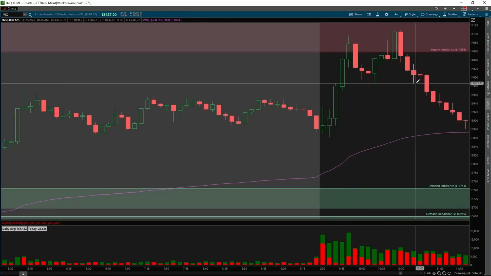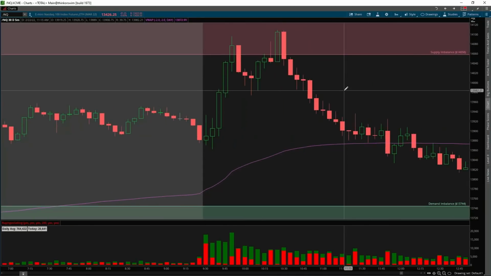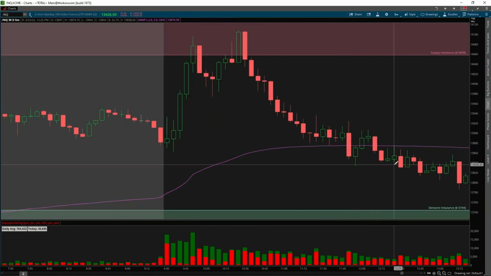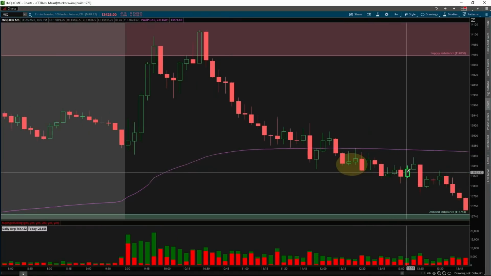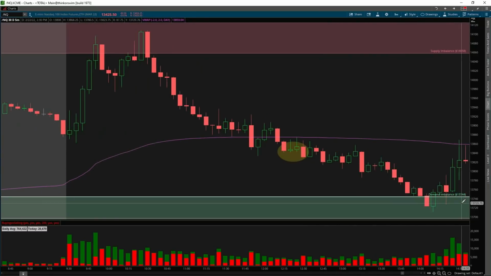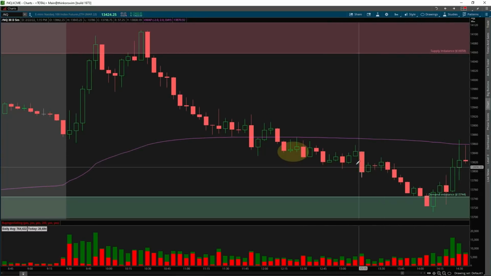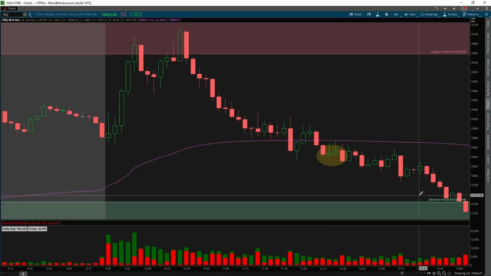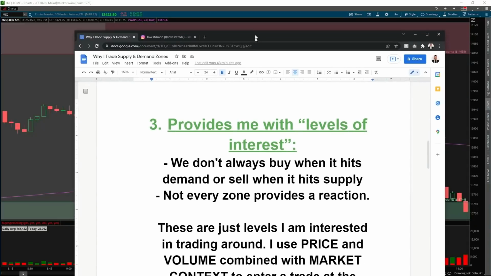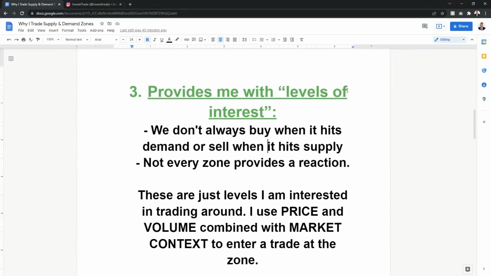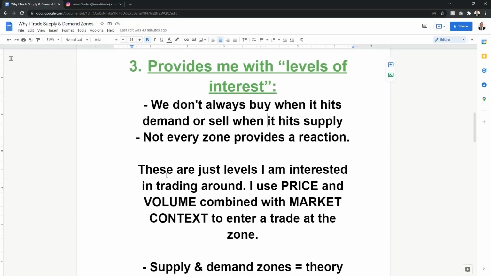Or if we took it short at supply, or we are that gambling trader, and let's say we took it short for no reason down here, it wasn't based on our edge, maybe we could look to target demand. Instead of looking to play long at demand, we're using it as an area that we use as a target. So these are just levels of possible interest. Not every zone provides a reaction. I'm going to show you that. These are just levels that I'm interested in trading around.